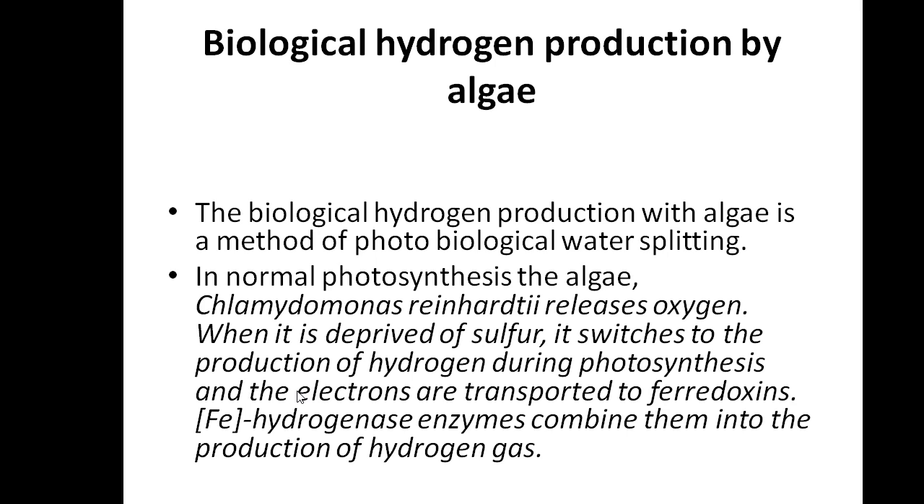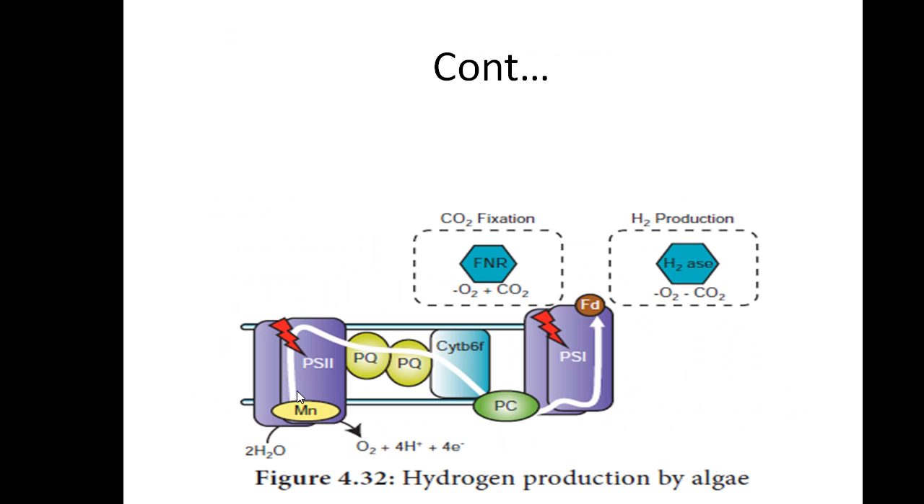Chlamydomonas reinhardtii releases oxygen, but when it is deprived of sulfur, it switches to the production of hydrogen during photosynthesis, and the electrons are transported to the hydrogenase enzyme and combine into the production of hydrogen. Hydrogen gas will be produced this way.